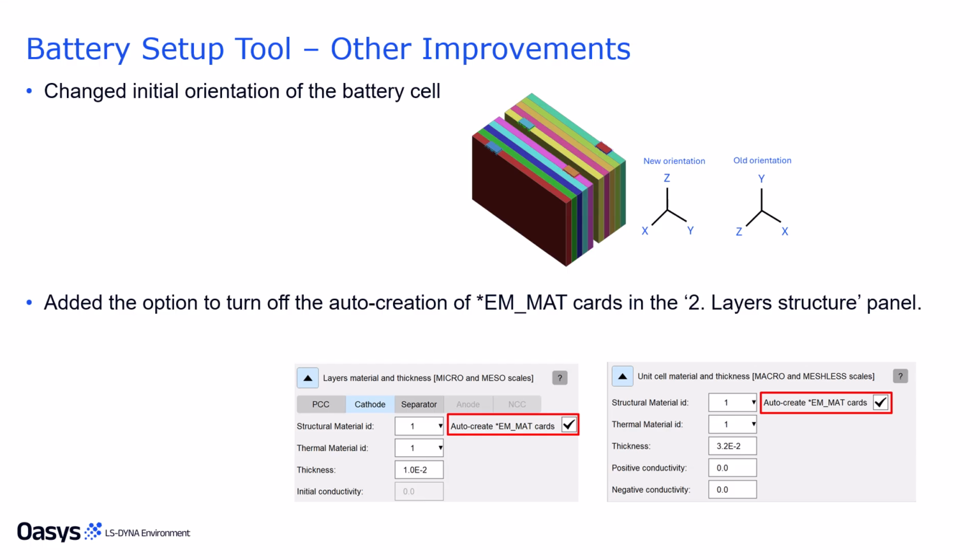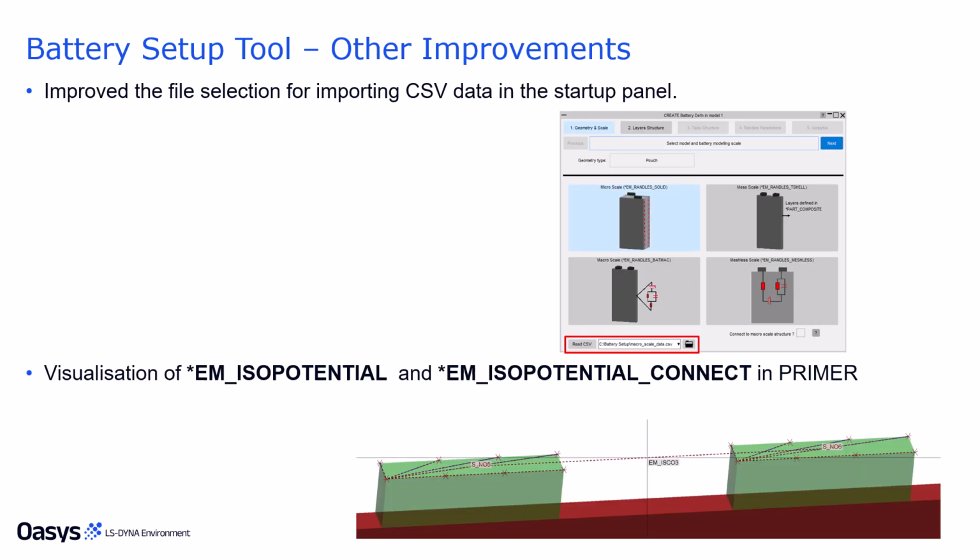Other improvements include changing the default orientation of the created battery cell to something more sensible, adding the option to turn off the auto-creation of EMMAT cards, improving file selection when importing data from CSV, and adding the drawing, sketching, and picking capabilities for the EM isopotential and EM isopotential connect keywords.